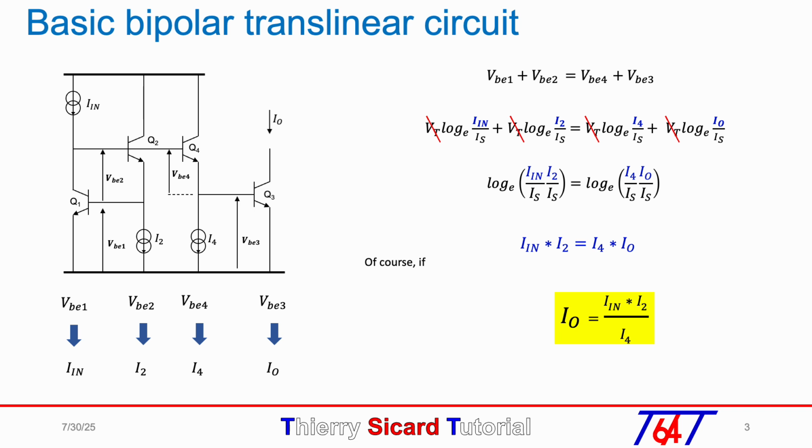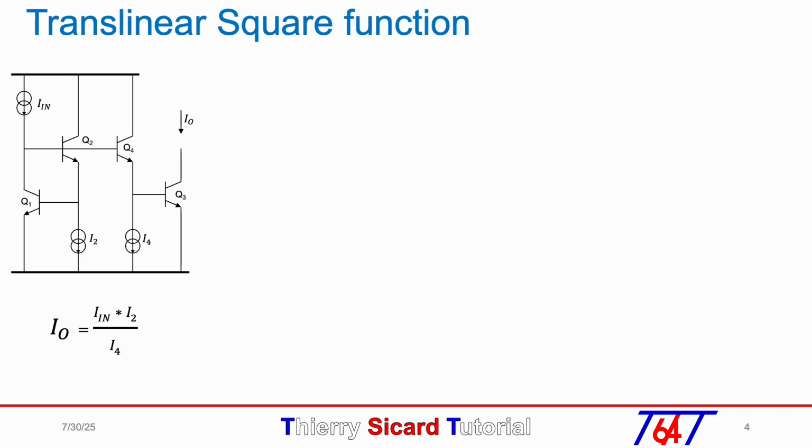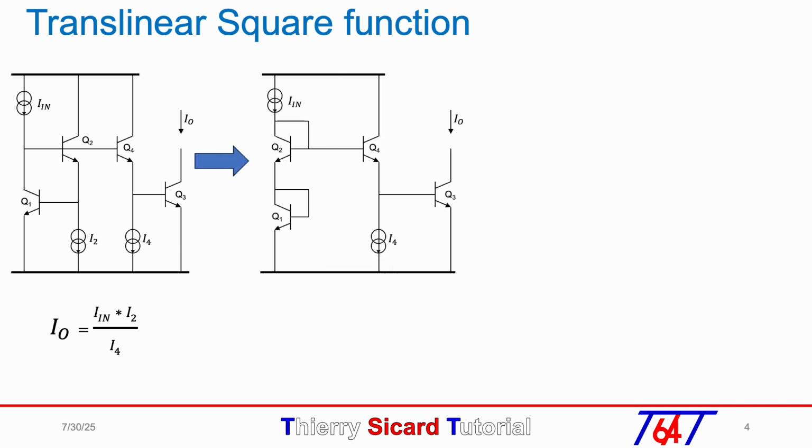Of course, if I2 equals I4, the voltage VBE2 equals VBE4, then VBE1 equals VBE3, and we will find the basic result of the current mirror since the base voltage of Q1 is equal to the base voltage of Q3. The basic general circuit shown here calculates Iin times I2 over I4. However, the schematic can be simplified to represent a specific square function, for example by forcing the input current Iin in Q1 and Q2 in series.